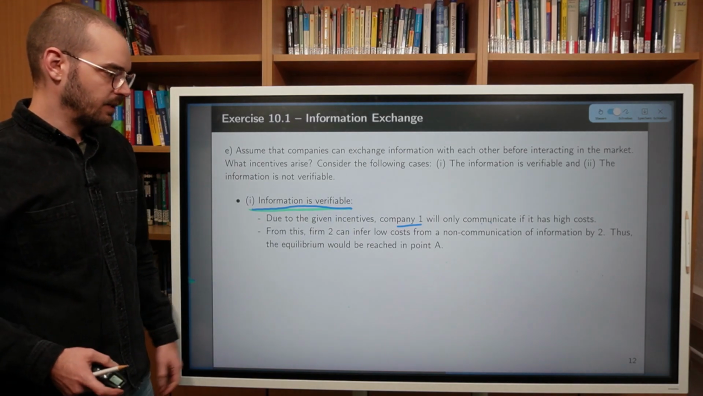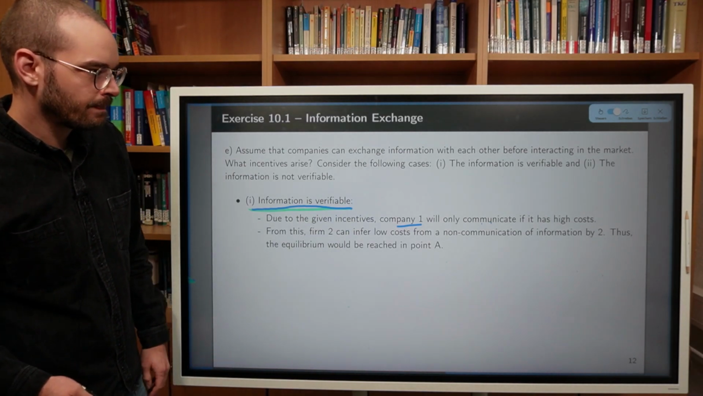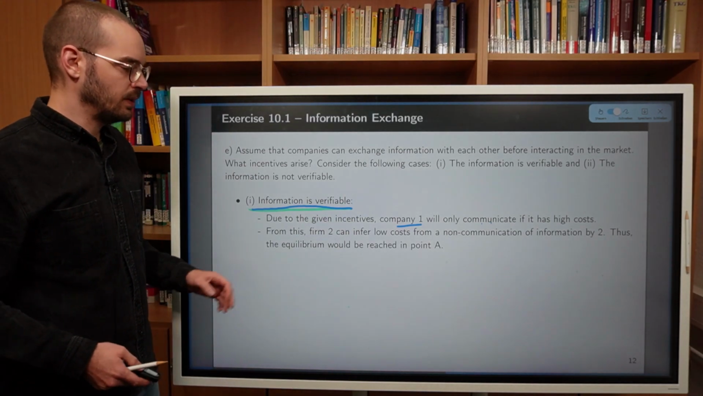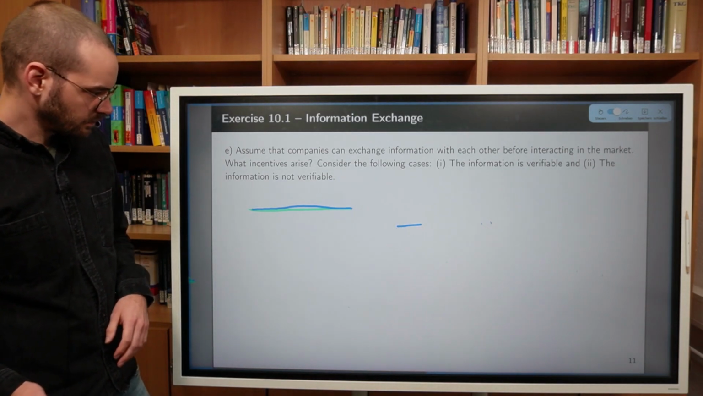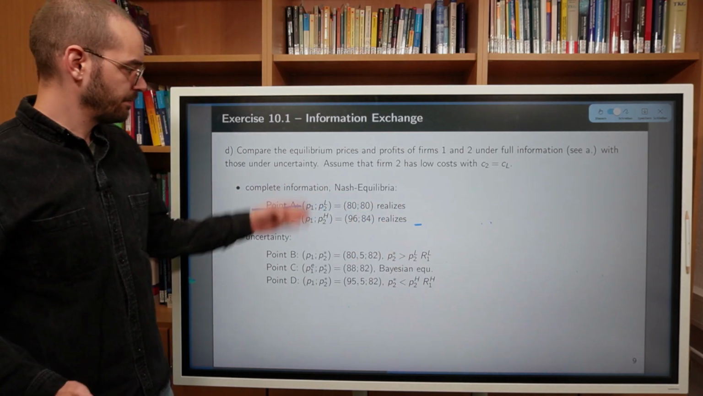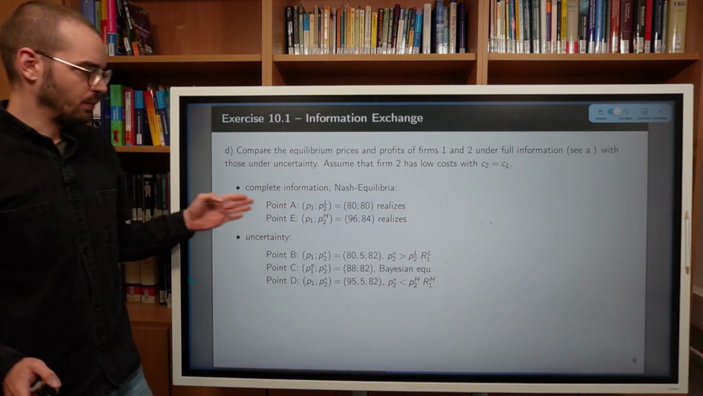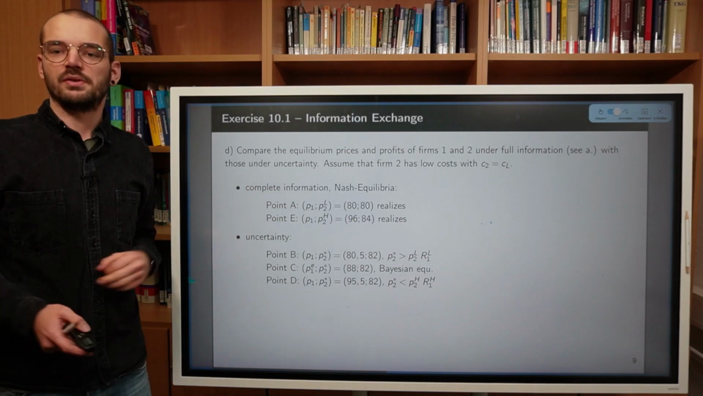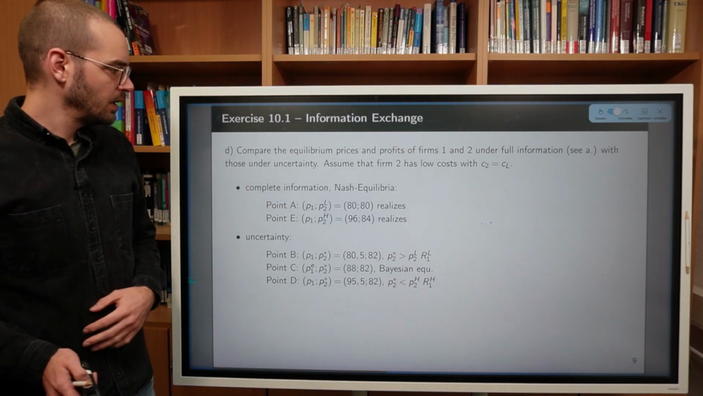So, in this case, the equilibrium would be reached in point A, which, there we are, is the situation where there is no uncertainty at all. All right.